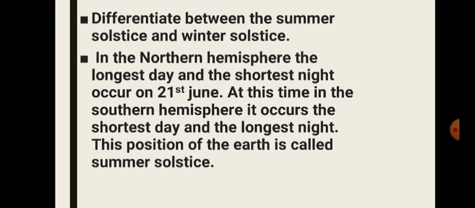Next question. Differentiate between the summer solstice and winter solstice. What is summer solstice and winter solstice? So let's see summer solstice. In the northern hemisphere, the longest day and the shortest night occur on 21st June. At this time, in the southern hemisphere, it occurs the shortest day and the longest night. This position of the earth is called summer solstice.